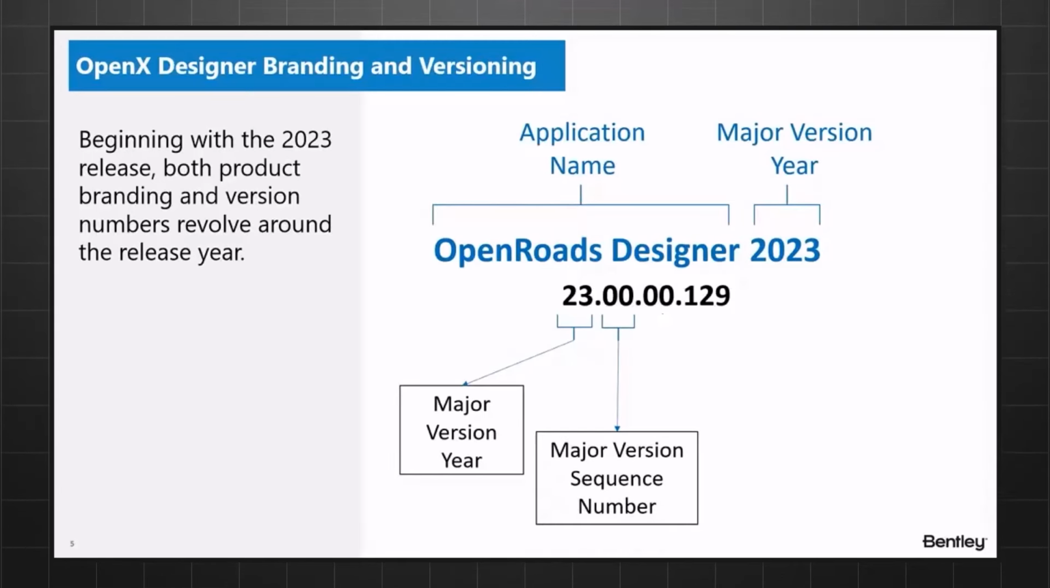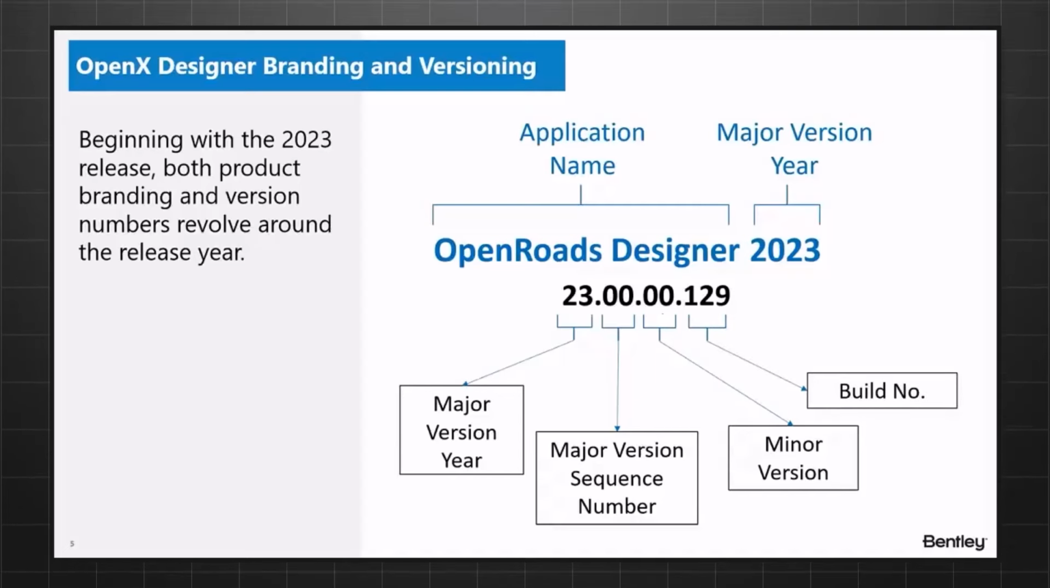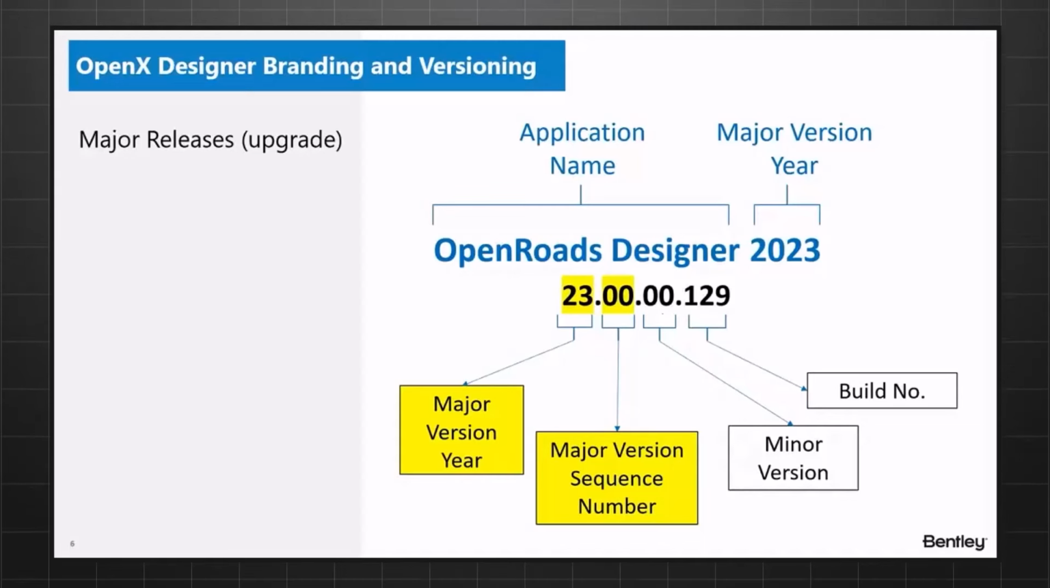The second number is your major version sequence number. The third number is what's called the minor version. And then the fourth number is just the build number. Now, what's important to know is this. If either of those first two numbers change, then you are dealing with a major release. And that is going to require an upgrade of your project data. Okay, so it's a really easy way to tell. Just look at the number. If either of those first two numbers change, it's a major release, and then it's going to require an upgrade.